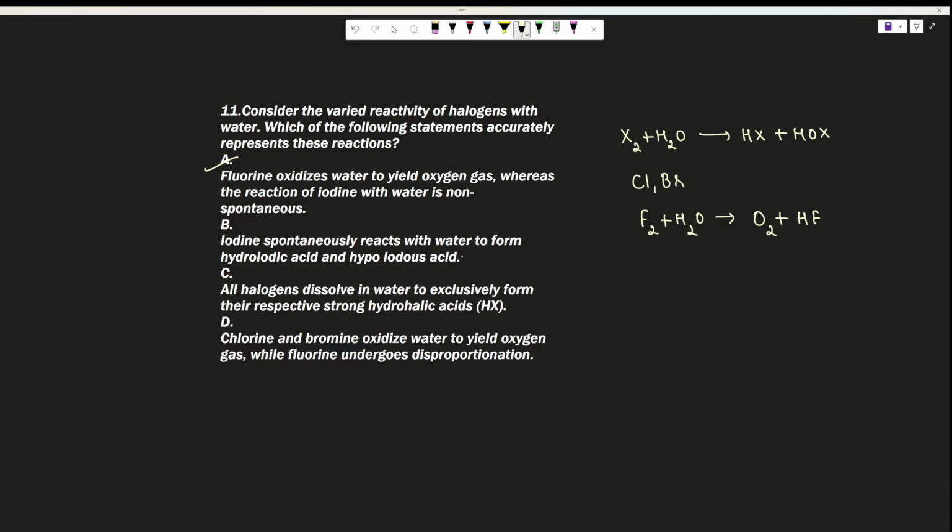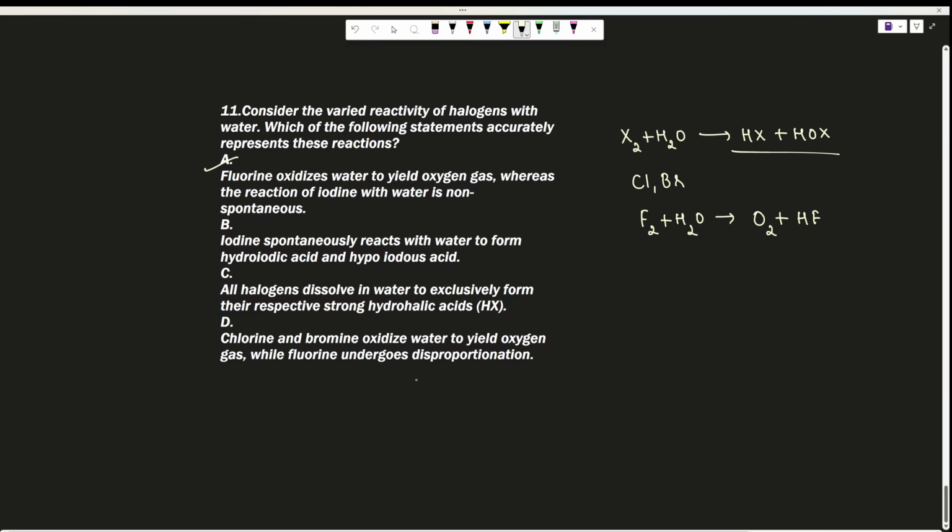Iodine spontaneously reacts with water. No, right? It has less reactivity, I told you. It is least. The reaction is non-spontaneous. All halogens dissolve in water to exclusively form strong hydrohalic acids. No, not all halogens. Iodine, it is not possible. Then, chlorine and bromine oxidize water to yield oxygen gas? No, they give these. So A is the correct one here.